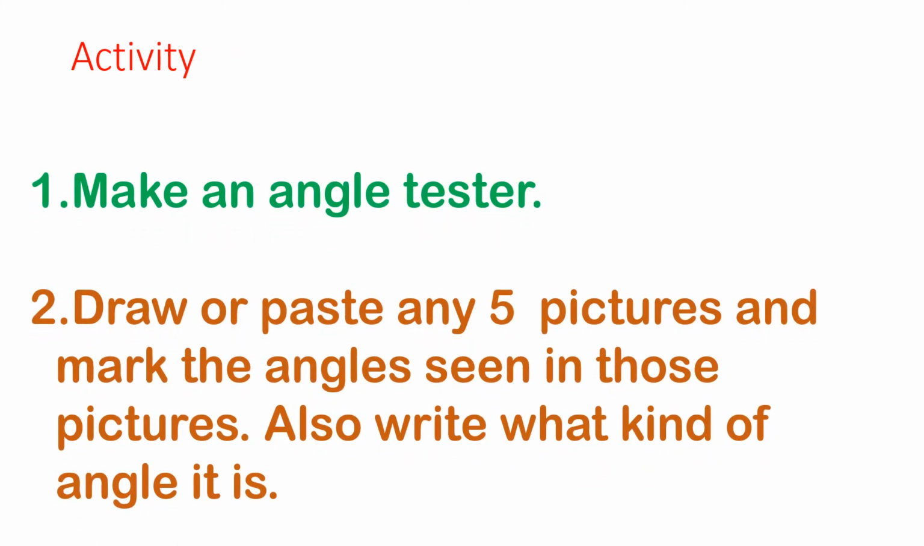Here are two activities for you to do. First one is making an angle tester. For that, cut two strips from a cardboard sheet. Fix them with a drawing pin in such a way that both the strips can move around easily. That can be used as an angle tester. Second activity is draw or paste any 5 pictures and mark the angle seen in those pictures. You can also write what kind of angle it is.